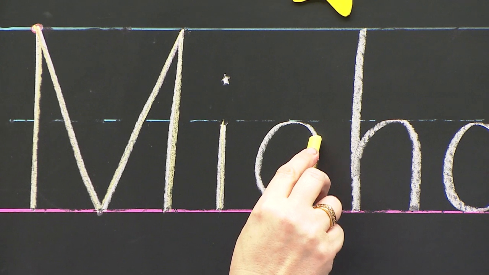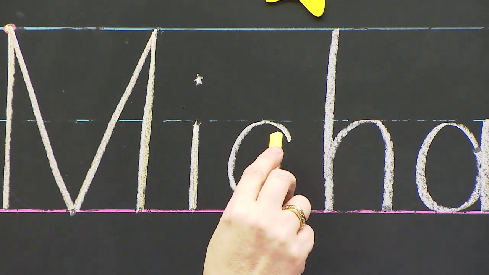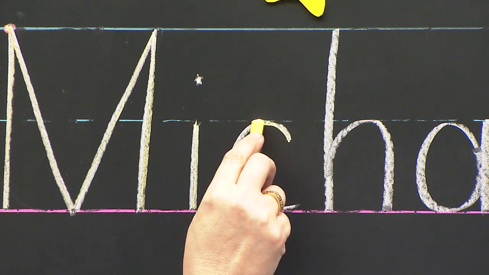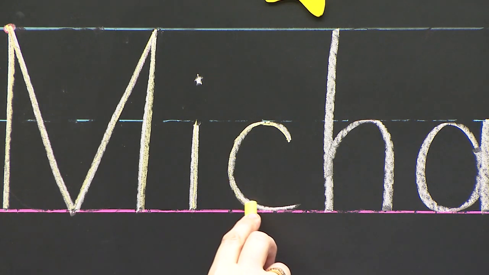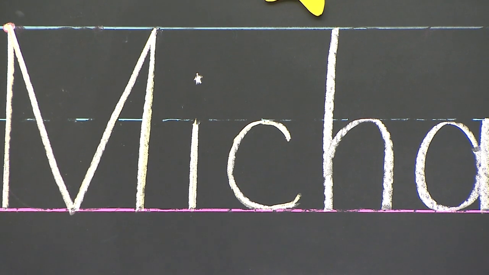Then I'm going to make this letter. I start just below the dotted line. I curve up to the dotted line, curve down to the pink carpet, and up just a little bit because we're not going to close it off. Boys, what letter is that? C. Good job.